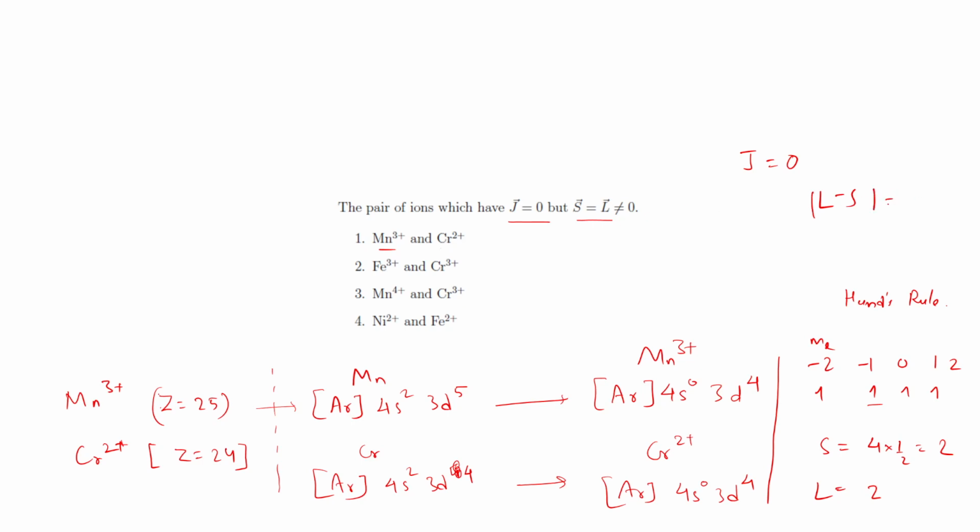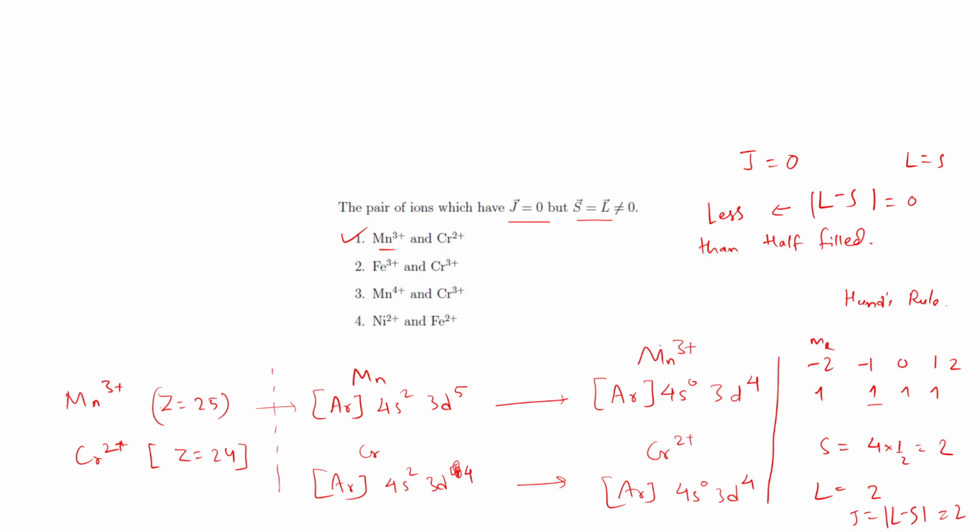So L minus S needs to be 0, which means L has to be equal to S, and it has to be less than half filled. Since it is less than half filled, like d4, we can use J equal to L minus S, and here we have exactly 2. So this is the correct option.